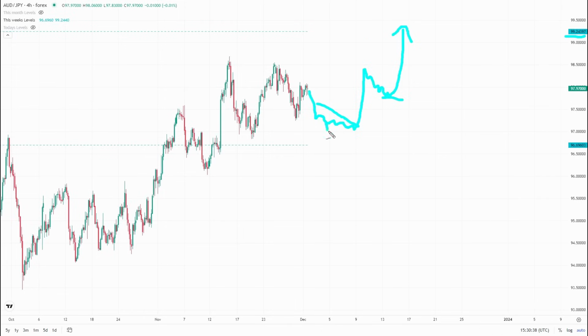Alternatively, and preferably I think going into next week, if we get the interest rate decision, we sell off and we start to test this low and we start to push below this bound, maybe even test these lows over here. This is where I would look for a near-term bounce and buying opportunity next week in Aussie yen.